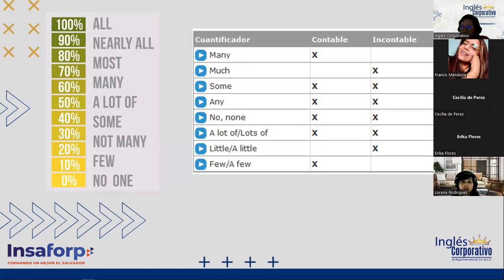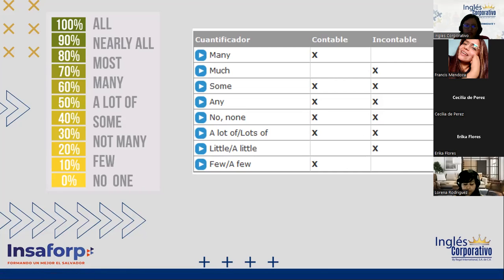Now, when it comes to quantifiers, we have countable and uncountable nouns, right? And in that case, if we're going to use it, let's use it in the right way. If you see, los únicos que son diferentes son, decíamos, much, ¿verdad? Que es solo con incontables, pero de ahí los demás son contables, incontables, a excepción de much, que solo es con incontables, y many con a few, and few, que son con contables, right? And then we have the other one, que es little and a little, que es el opuesto a few and a few, right?